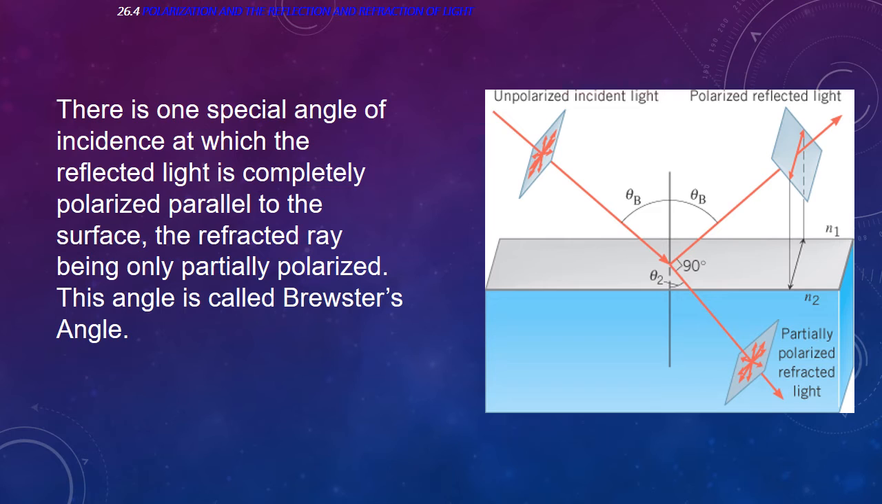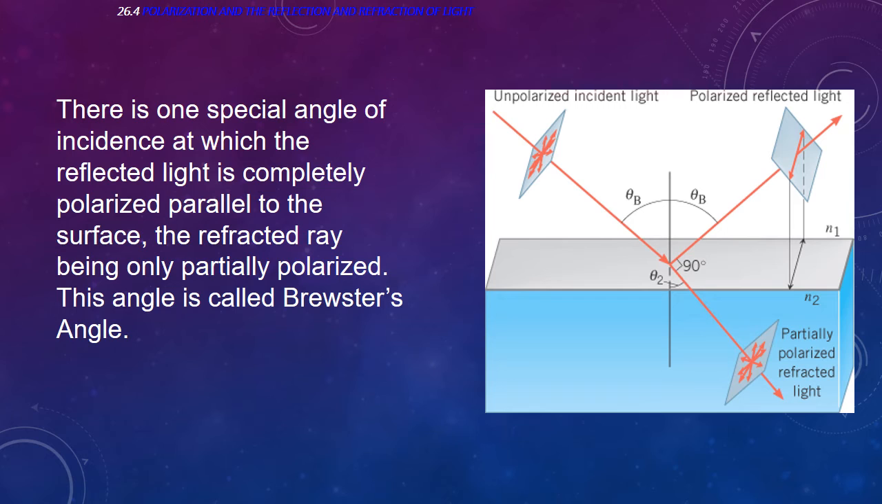Now there is one special angle of incidence. So we already talked about the critical angle, but there's another angle called Brewster's angle. That's a special angle of incidence at which the reflected light is completely polarized parallel to the surface. And the refracted ray is partially polarized, by the way, not completely. But at this angle, Brewster's angle, the reflected light is polarized.